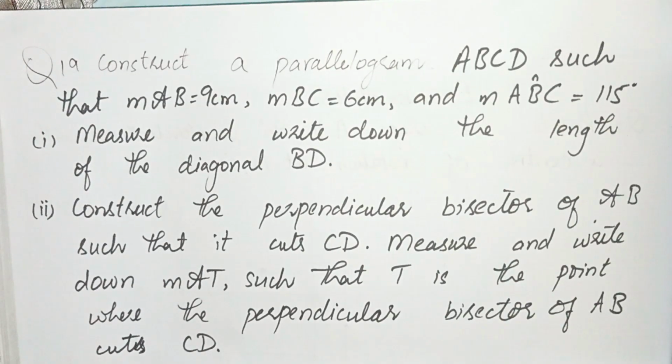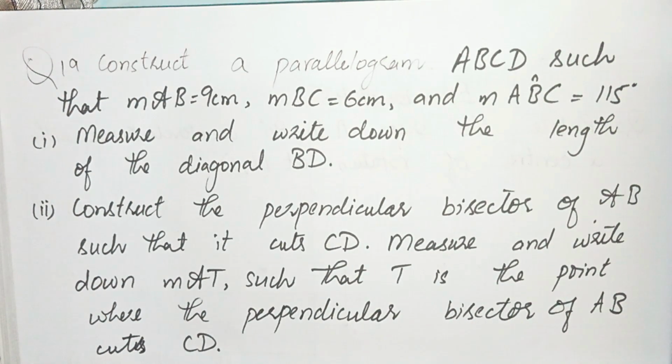Now students, question number 19. Construct a parallelogram ABCD such that AB is 9 centimeter, BC is 6 centimeter, measure ABC is 115 degree. Measure and write down the length of the diagonal BD. First we have to draw the parallelogram, and two lengths are given to us. AB is 9 centimeter and BC is 6 centimeter.